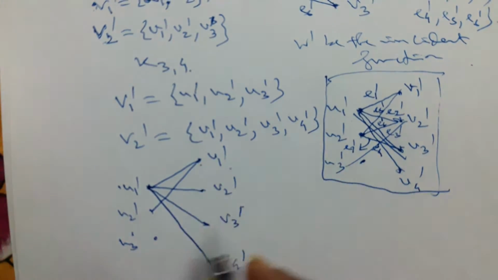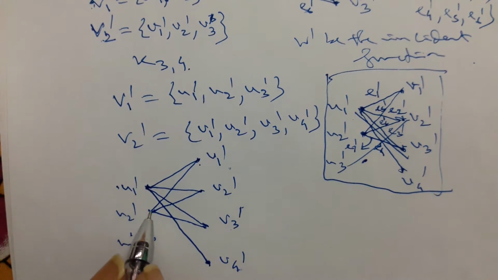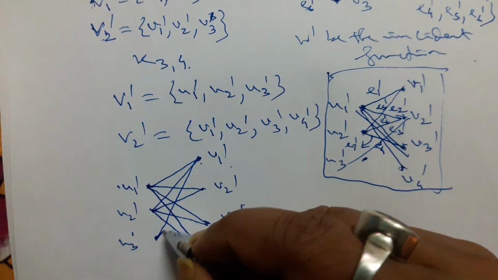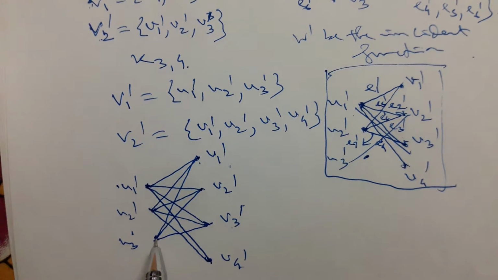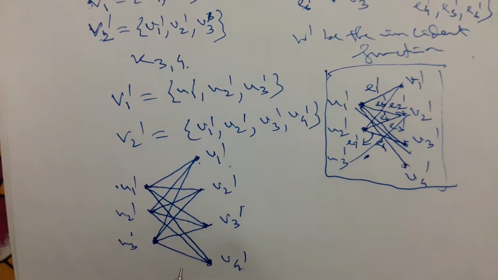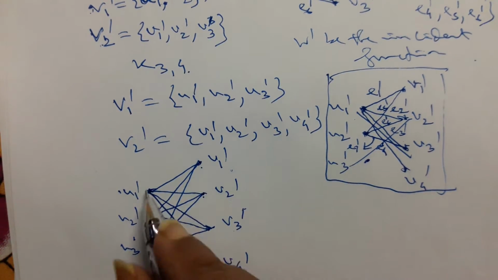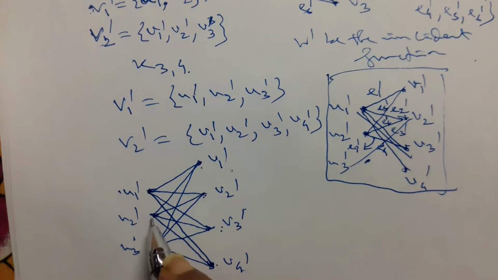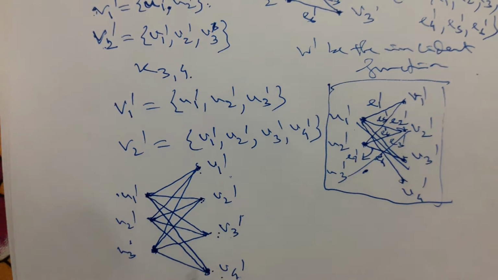Similarly, joining every element, it is bipartite. Yes. Next, joining this element, this element, this element and this element. So u1, that's the bipartite. So join incident with v1 dash, v2 dash, v3 dash, v4 dash. u2 also v1 dash, v2 dash, v3 dash, v4 dash. u3, that's also joining v1 dash, v2 dash, v3 dash and v4 dash. So it is a complete bipartite graph.